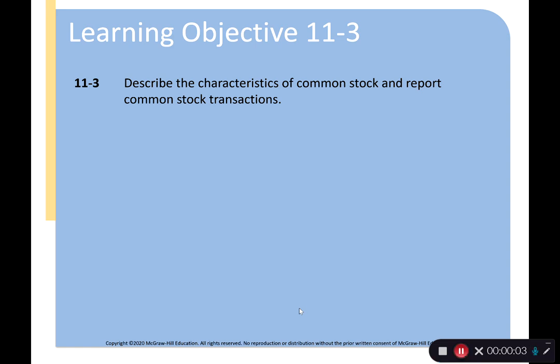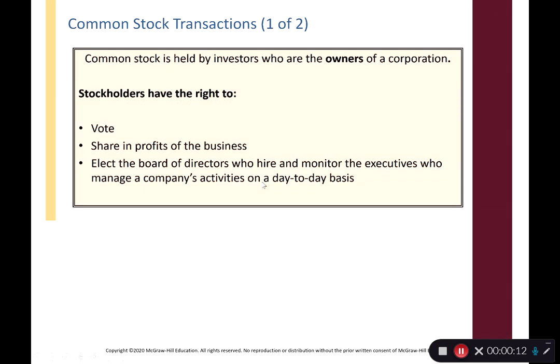All right, now we're going to move into a discussion of the various journal entries that are involved with equity transactions. And a lot of this will be review because we have talked about this in previous chapters. So remember, common stock is held by investors who are the owners of the corporation, and those stockholders have the right to vote. They share in the profits of the business if the business gives out dividends, and they elect the board of directors who hire and monitor the executives to make sure that the executives or managers are working in the best interest of the owners.